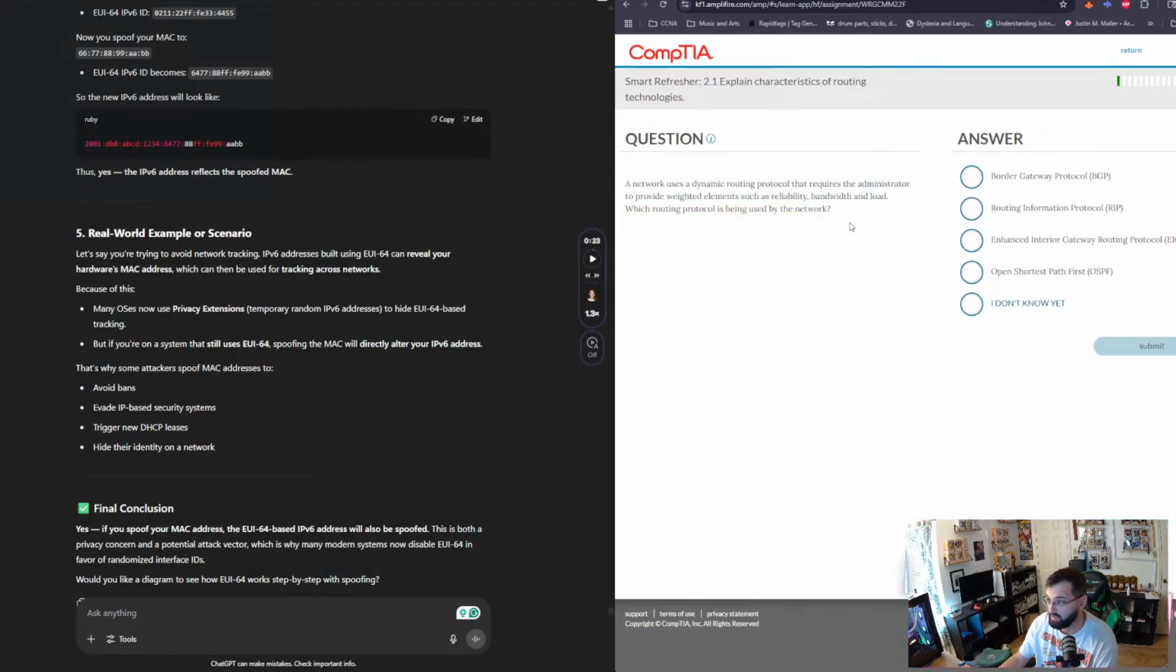A network uses a dynamic routing protocol that requires the administrator to provide weighted elements such as reliability, bandwidth, and load. Which routing protocol is being used by the network? So we have a routing protocol providing weighted elements for reliability, bandwidth, and load.